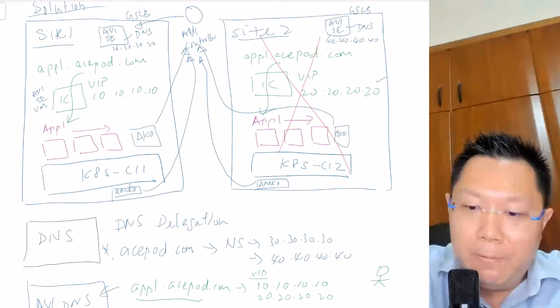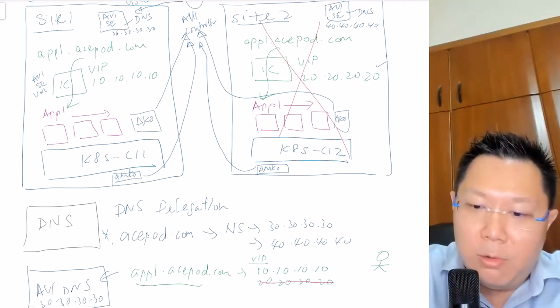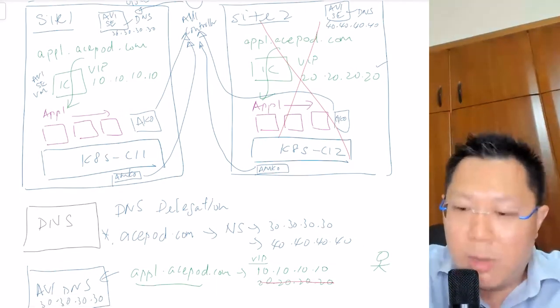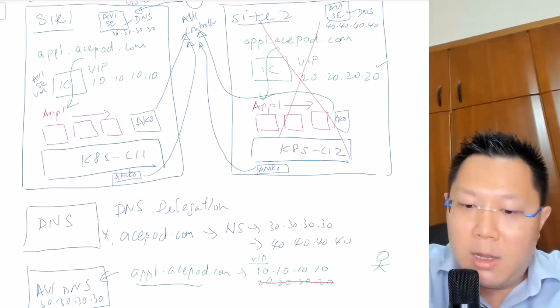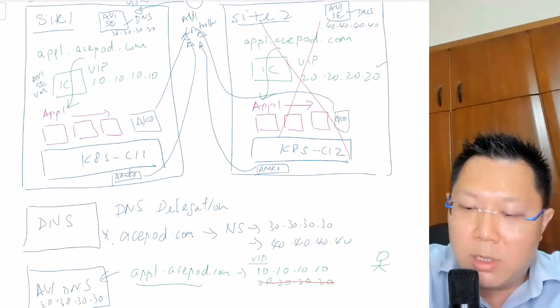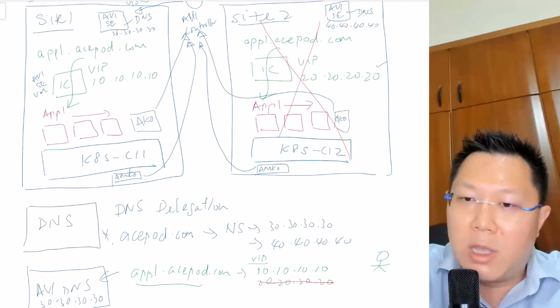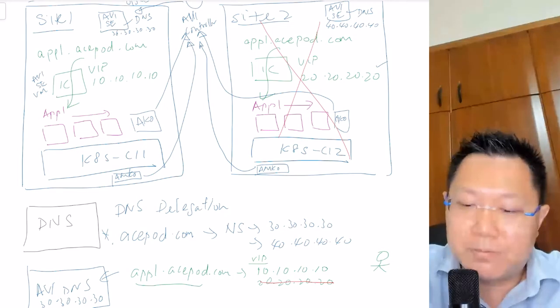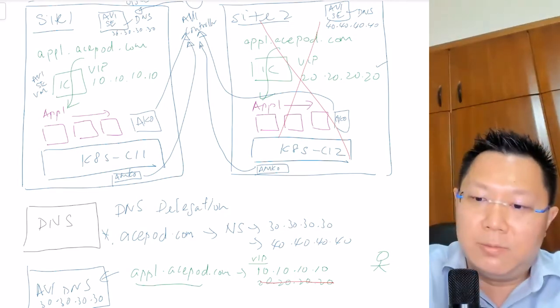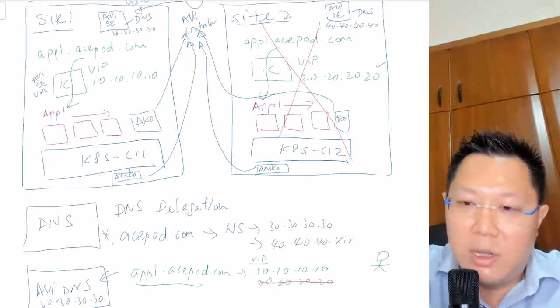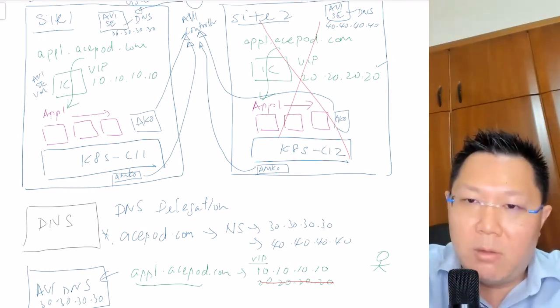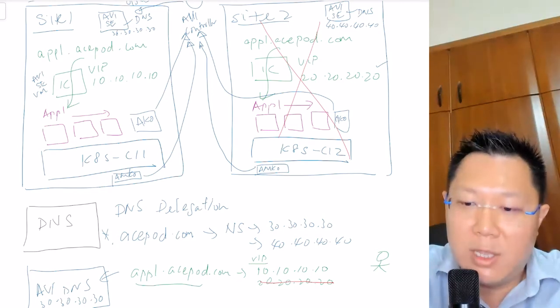two is actually down. And what it does, it will remove this 20.20.20.20 from its DNS server. So when the user is trying to query app1.aceport.com, they will no longer get 20.20.20.20, so they will not run into errors. So you can see now this actually solved the issue with using wildcard domain DNS.